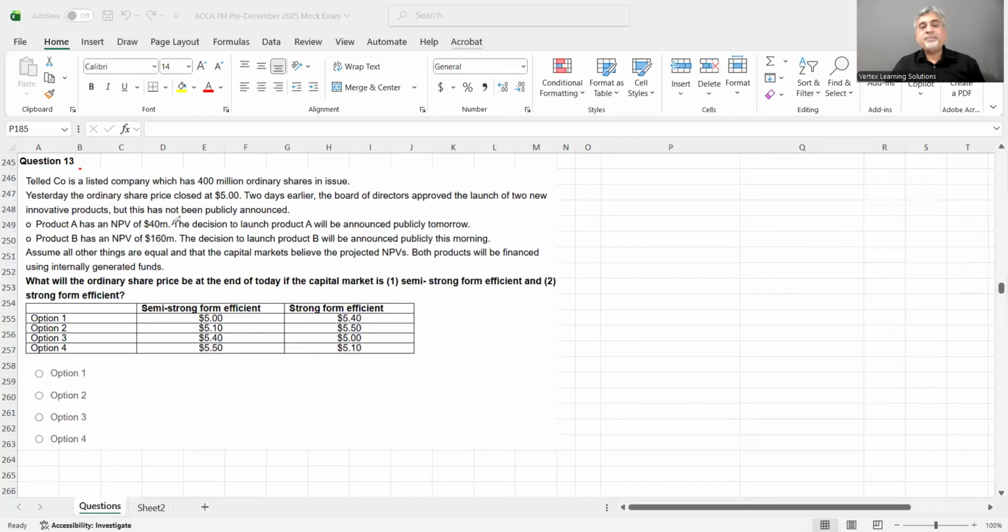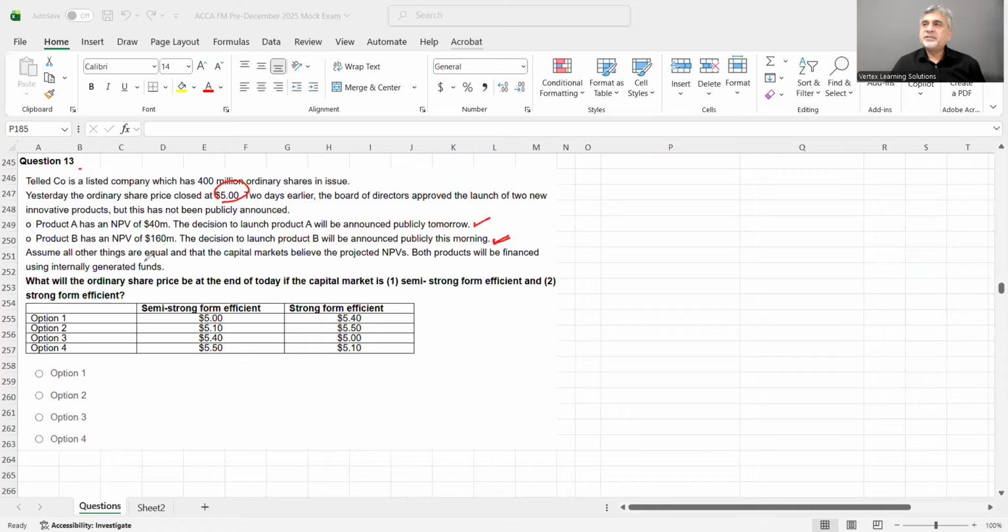Product A has an NPV of 40 million. The decision to launch product A will be announced publicly tomorrow. So this information has not been announced. Product B has an NPV of 160 million. The decision to launch product B will be announced publicly this morning, today. So this was yesterday, and today in the morning we are going to announce the information on this, and that one will be announced tomorrow.